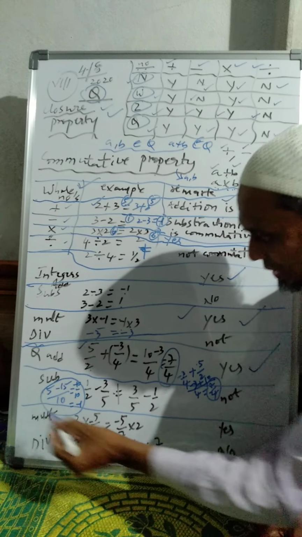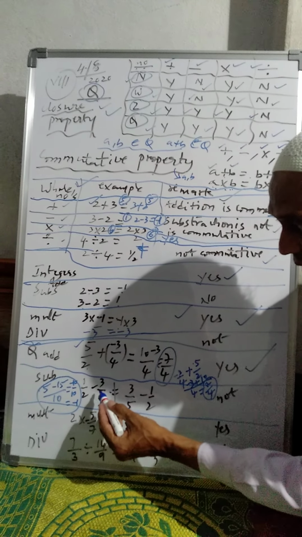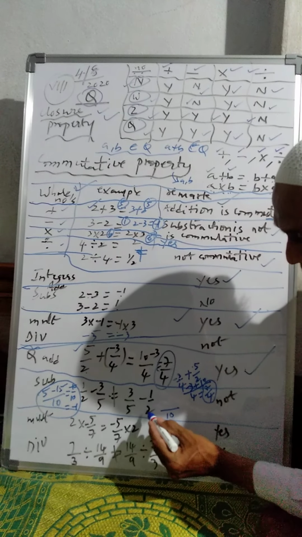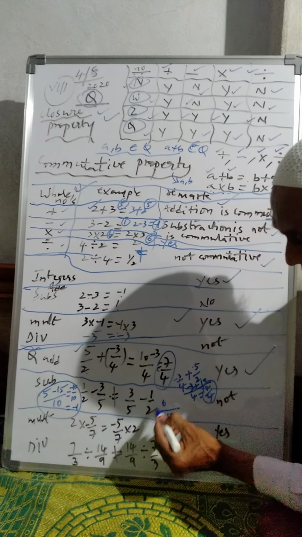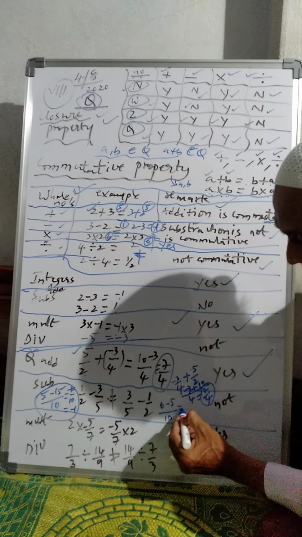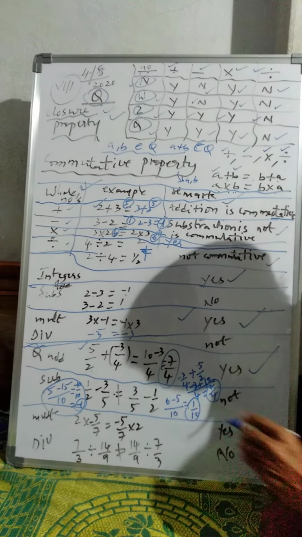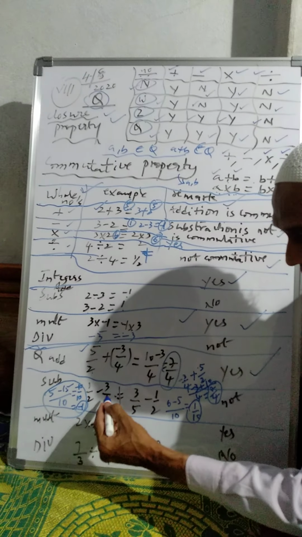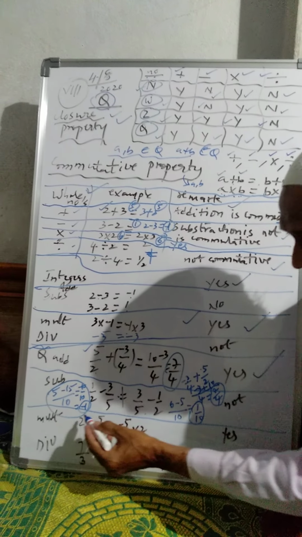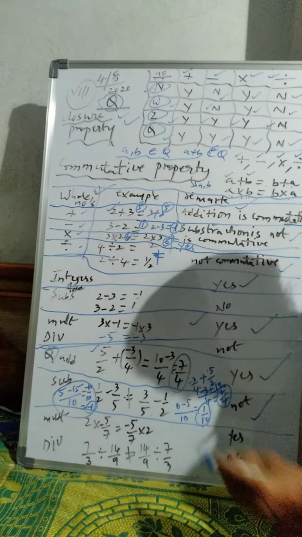Let us interchange it. Now 3 by 5 minus 1 by 2. Now 5 2s are 10, the LCM. 3 2s are 6, then 2 1s are 2, minus 5 is equal to 1 by 10. See, 1 by 10 is not equal to minus 1 by 10. When you interchange 3 by 5 and 1 by 2 and exchange them, we got here minus 1 by 10, here 1 by 10. Hence subtraction of rational numbers is not commutative.